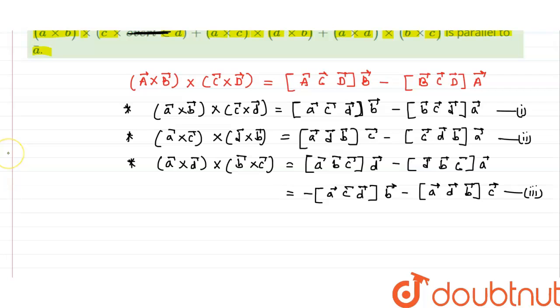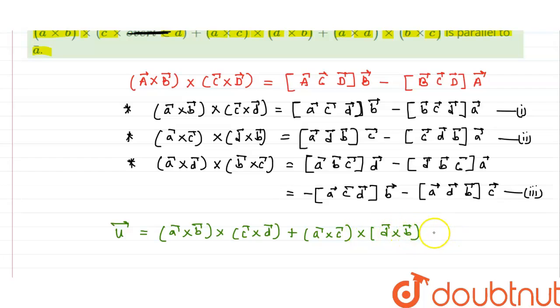Now you can take one of the vectors, say U, equal to this vector: A cross (B cross (C cross D)) plus A cross (C cross (D cross B)) plus A cross (D cross (B cross C)). Okay, so all these values you have to write down from all these values.